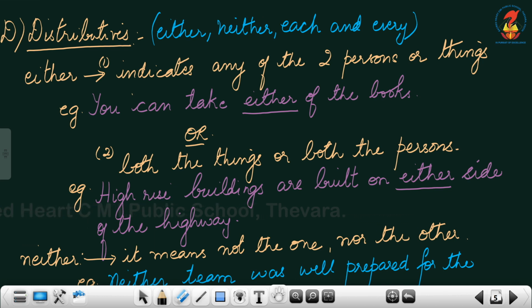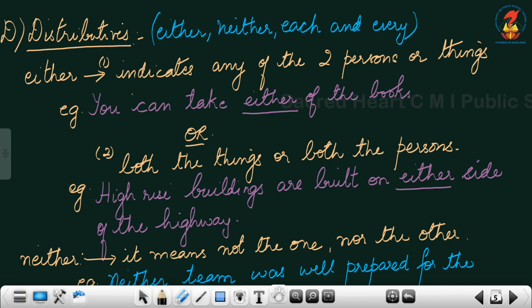You can take either of the books, that means you have got a set of books there, you can take this one or that one, or when is the second condition, or both the things or both the persons. For example, high-rise buildings are built on either side of the highway. That means on both the sides of the road you have got these high-rise or tall buildings.